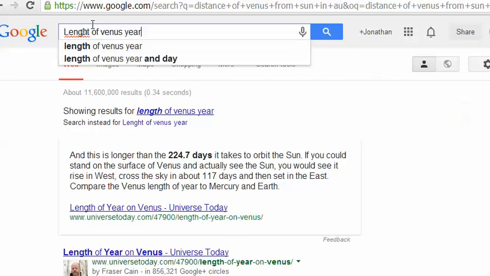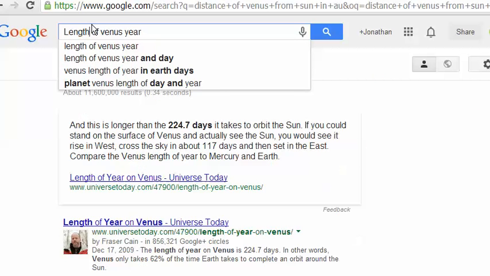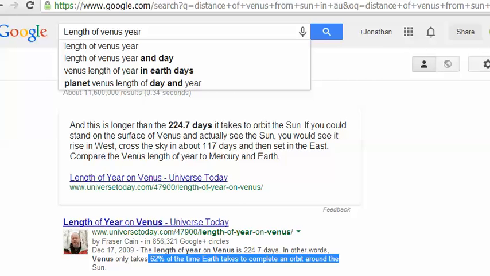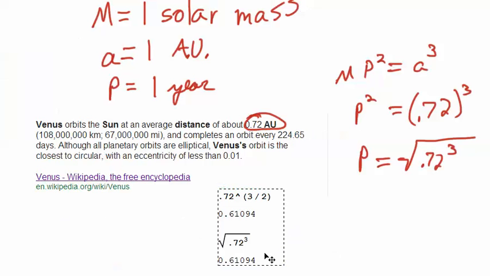Now we can look up the length of a Venus year, and here it says 224.7 days, or 62% of the time it takes Earth to complete an orbit around the Sun. 62% versus, what did I get? 0.611. So it's a pretty good approximation, at least. And you'll find that relationship holds pretty well for all of the planets in the solar system.